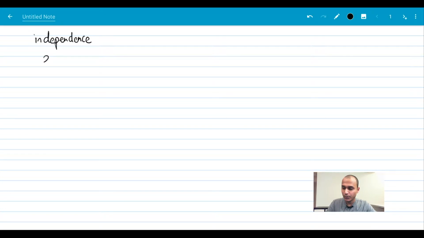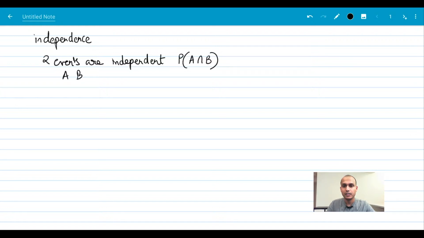So two events, let's say A and B, are independent if the probability of A intersection B is equal to probability of A times probability of B. Okay, so this is just a definition of two events being independent. So when would this happen?